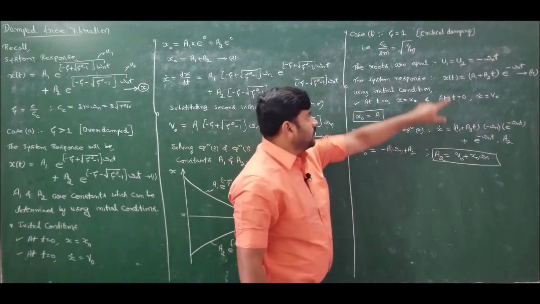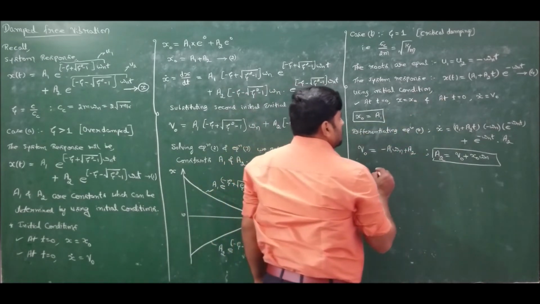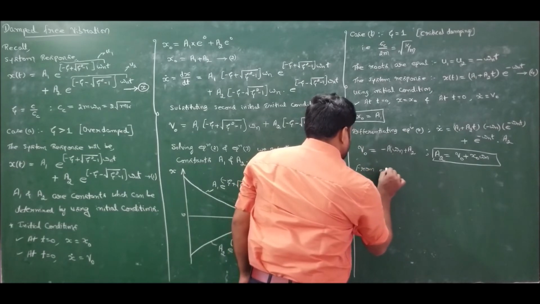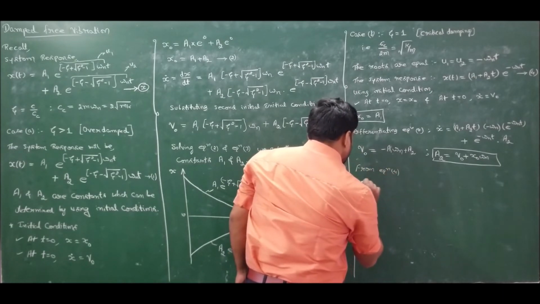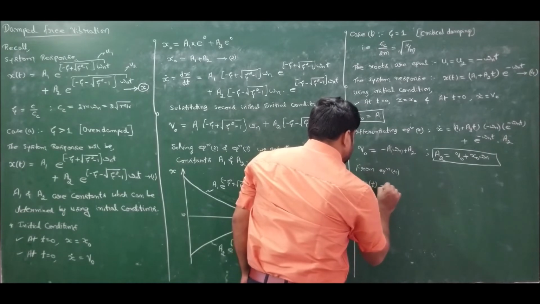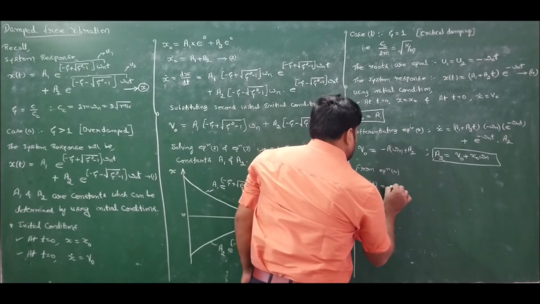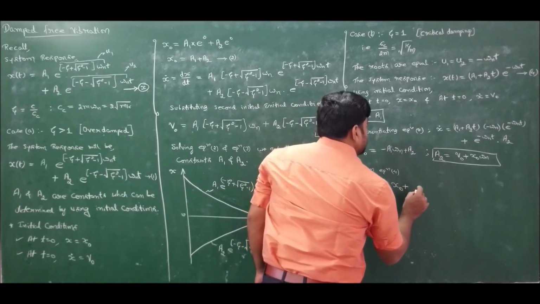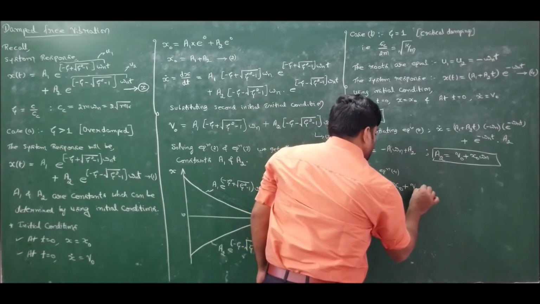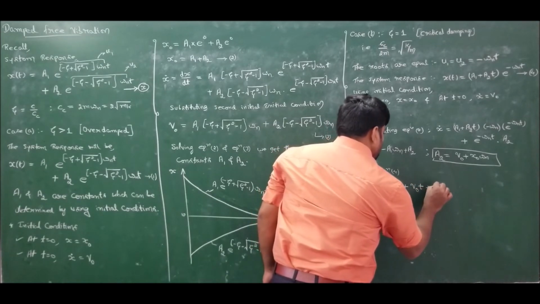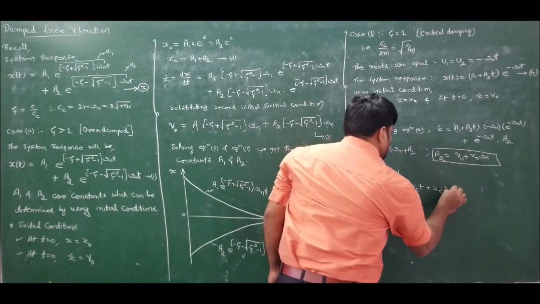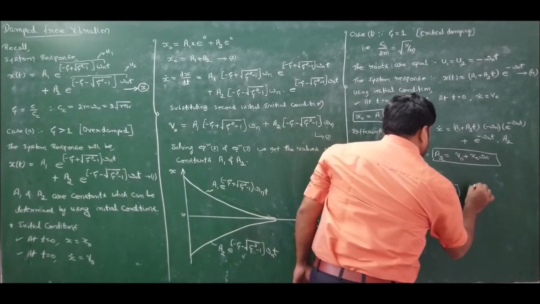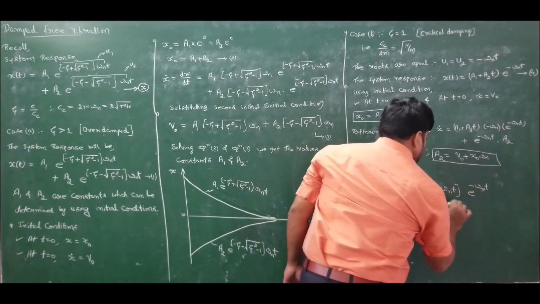Now substitute the value of a1 and a2 in equation 4, and you will get the system response. So from equation 4, the system response of the critically damped system will become: a1 is x naught plus a2 is v naught t plus x naught omega nt, times e to the power of minus omega nt.